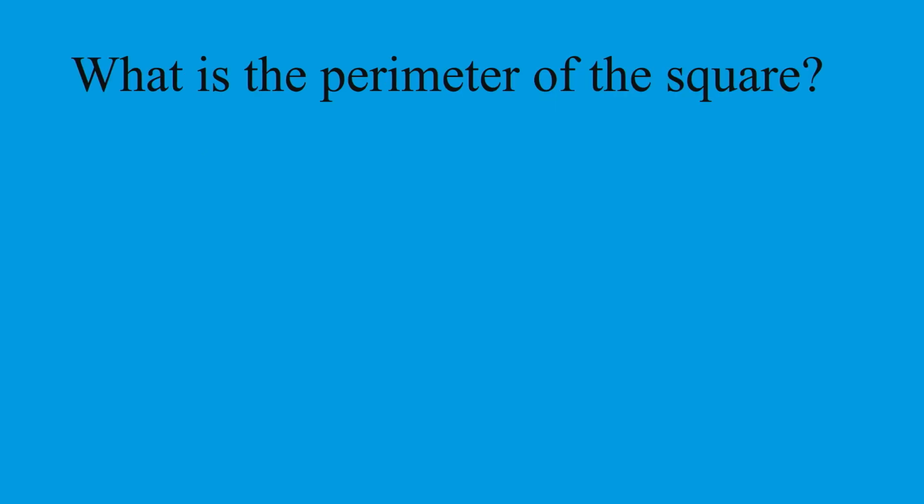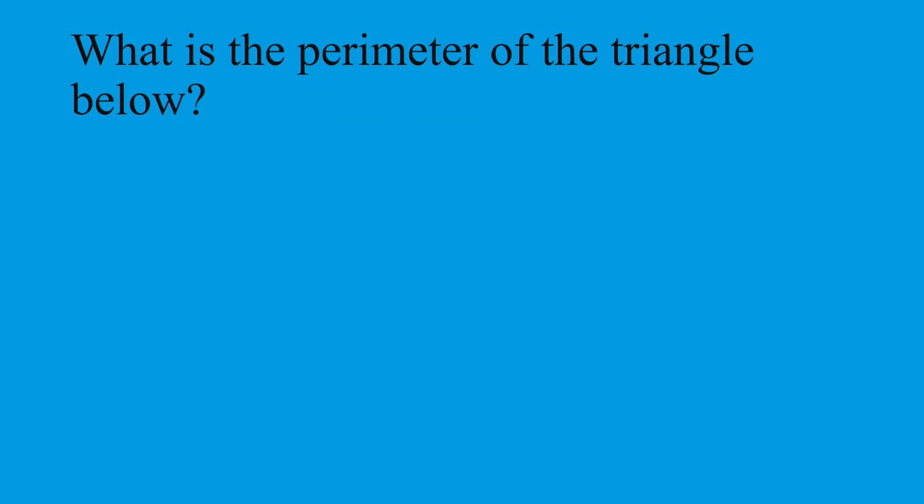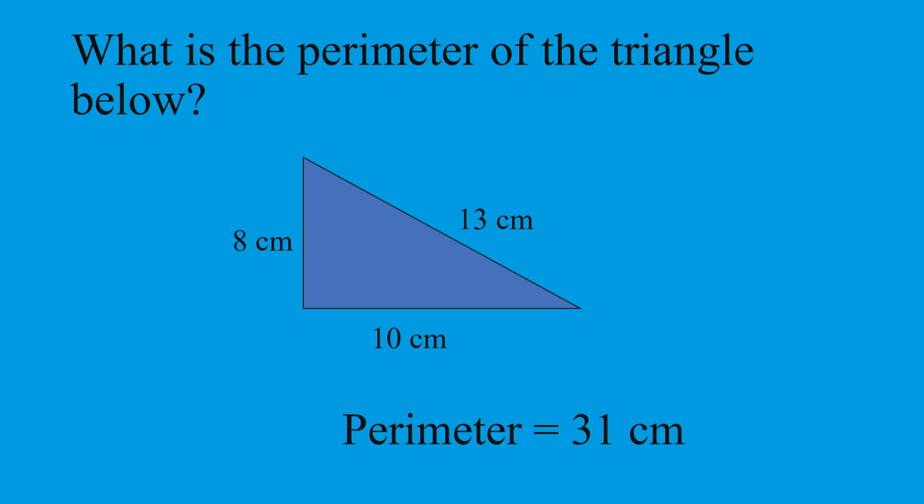What is the perimeter of the square? Recall that a square has 4 equal sides. Yes, you are right. The perimeter is 40 centimeters. What is the perimeter of the triangle? Yes, the correct answer is 31 centimeters.